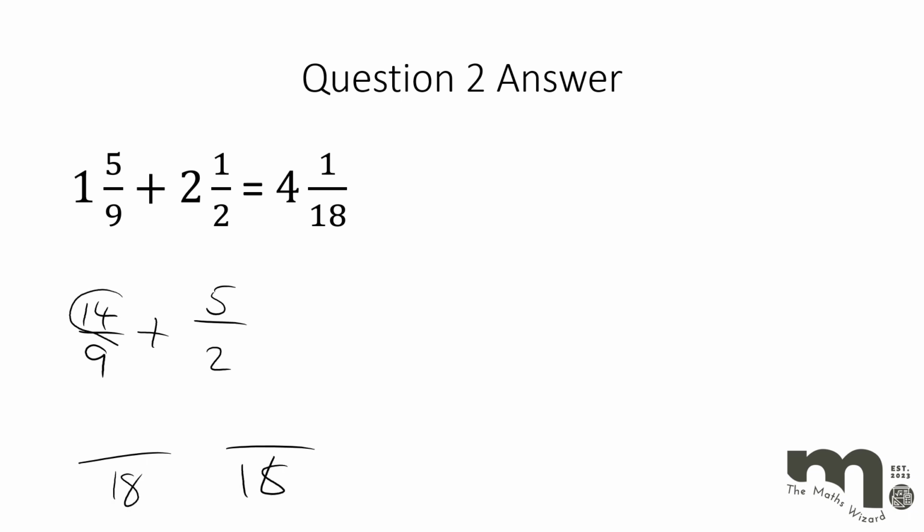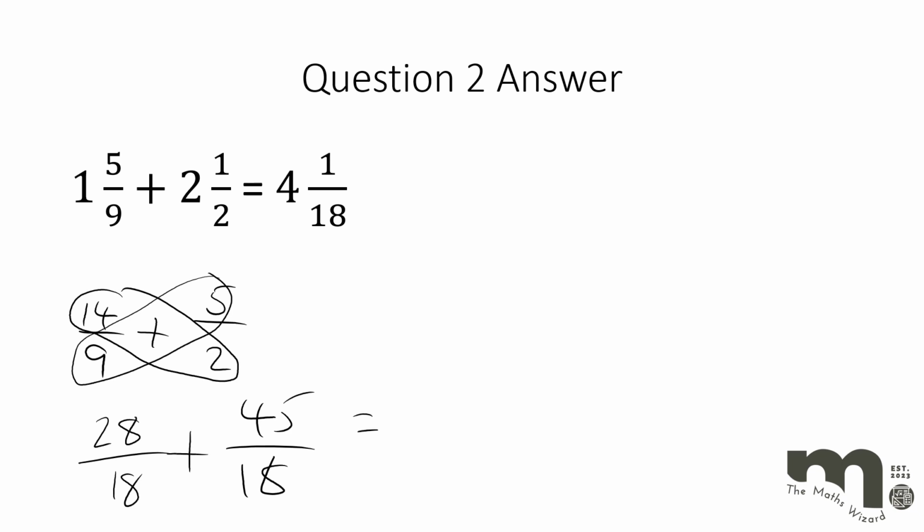And then if we do 14 times 2, which is 28, that goes on the top of that one. And then 9 times 5, which is 45, just there. Then we just need to add together our top numbers. So we've then got 73 over 18 when we do that.